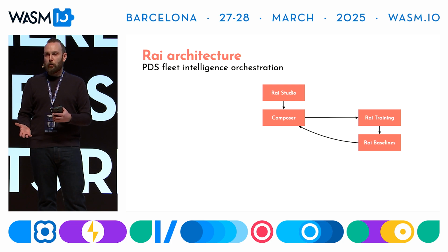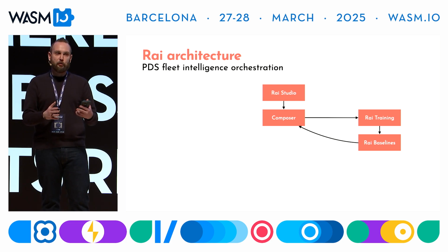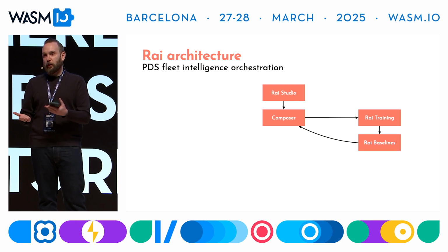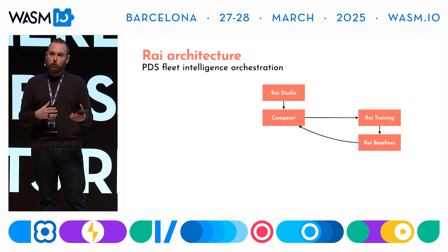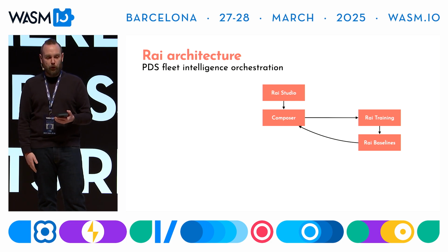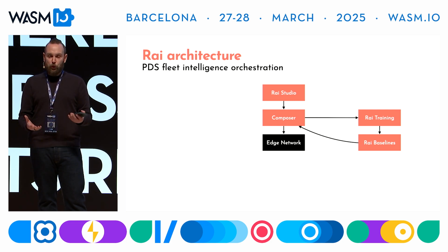Now, baselines are, if we go back to the idea of LLMs and transformers and machine learning, baselines are our base models before we've customized for any demographics and done any of our training. And then once those baselines are retrained, we will tell the composer we have new models that need to be shipped out. And then we use our edge network. And now our edge network in this case is Fastly.